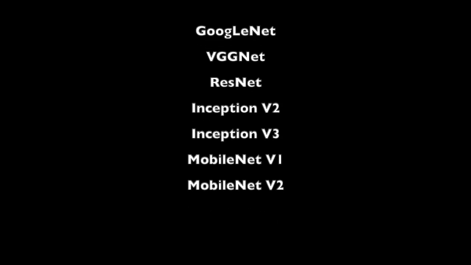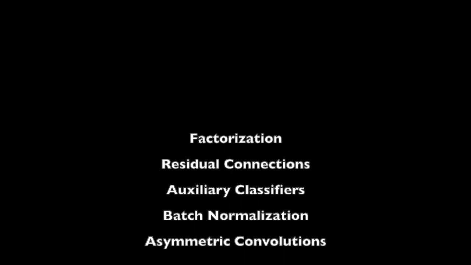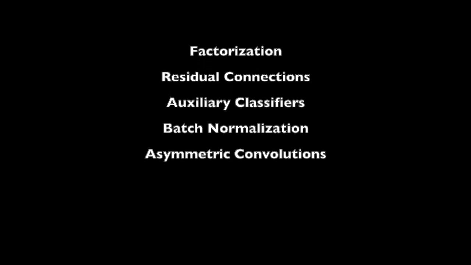In this episode, we surveyed some of the models in the Torchvision library and looked at how their key innovations were implemented. These models represent experiments with factorization, residual connections, auxiliary classifiers, batch normalization, and asymmetric convolutions. These techniques allowed for deeper neural networks with better classification accuracy, but without overwhelming the computational limits of specific hardware.